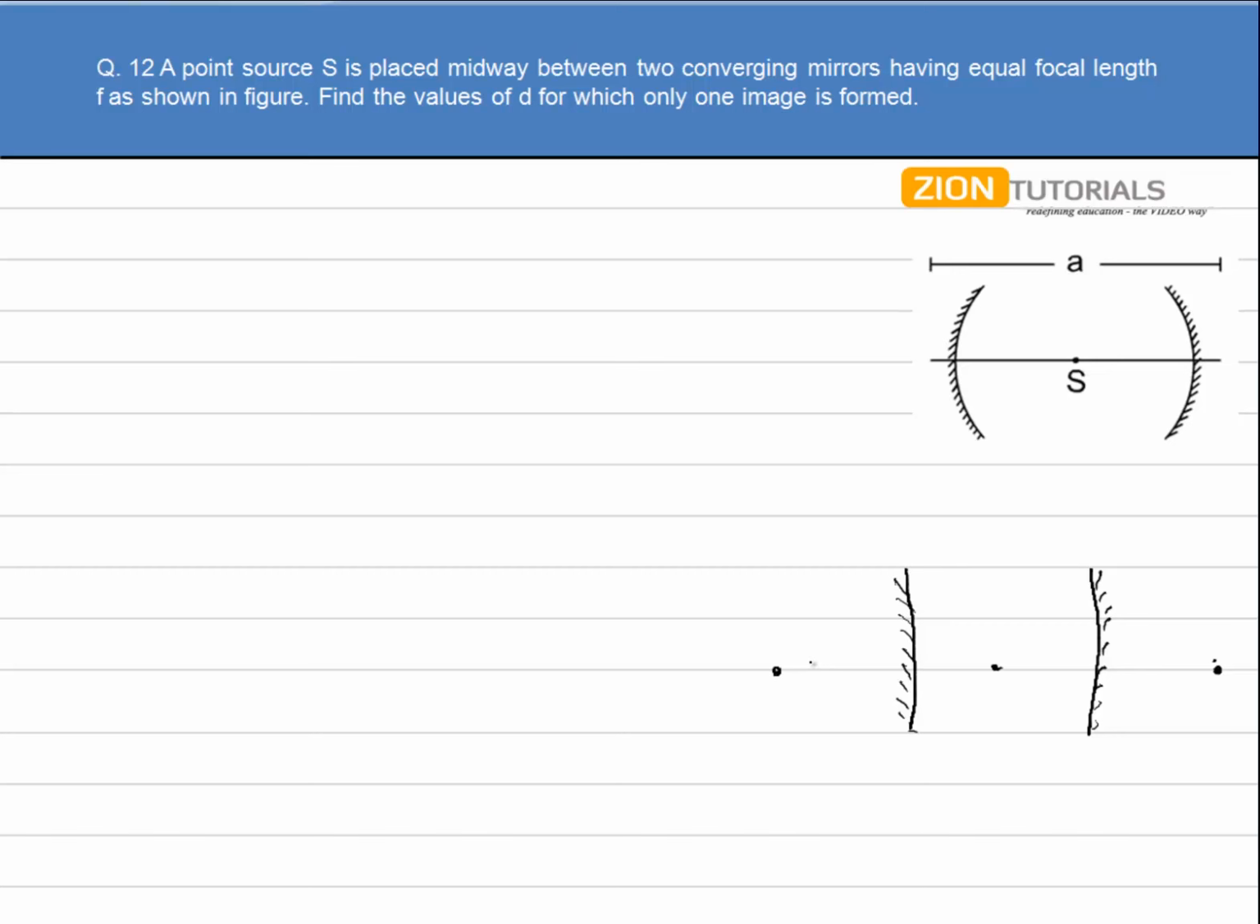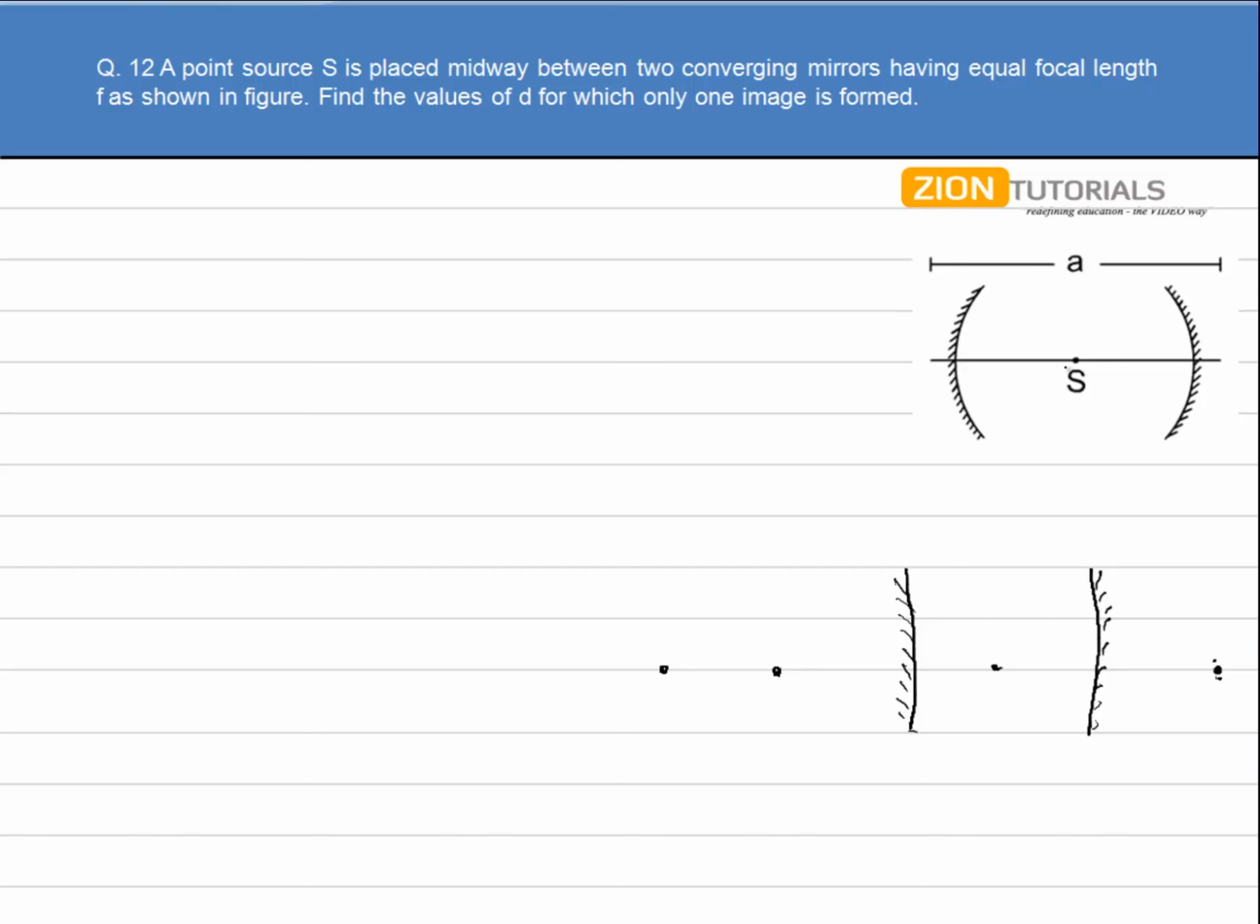Now these two images will again act as an object, a virtual object. So this image will act as a virtual object for this, so it will make another image. Similarly, this virtual image will act as an object for this plane mirror, so it will make another image, and so on. Every virtual image will act as an object for another mirror. Now, I want only one image.